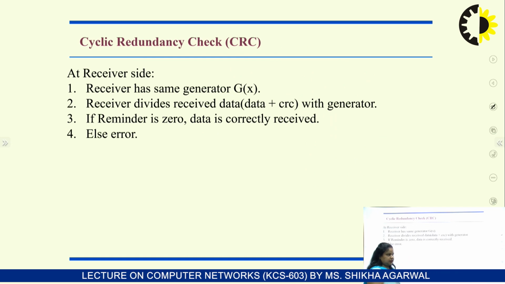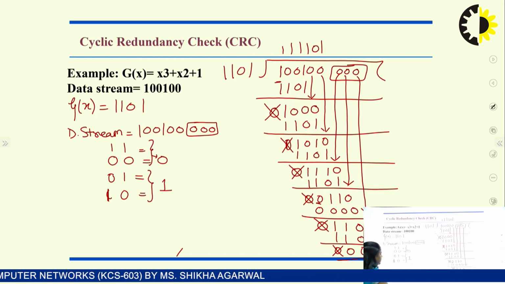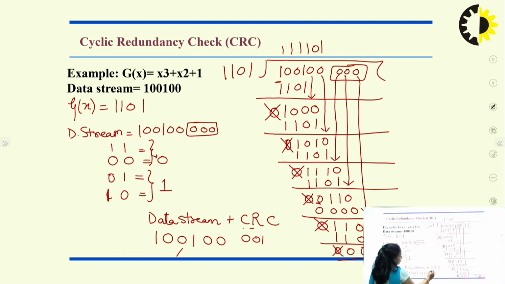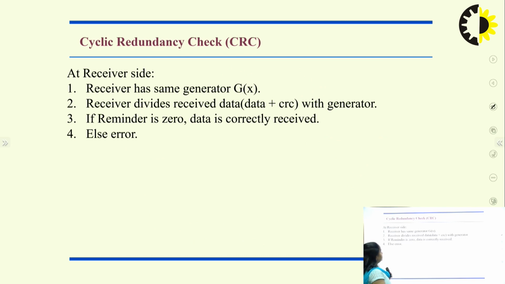Now, when we talk about the receiver's end, the receiver always gets the data stream plus CRC. So now they will get 1, 0, 0, 1, 0, 0, 0, 0, 1. This is your CRC bits. This will be your data stream bits. Fine. So now let's talk about the receiver's end. Remember one thing, the receiver always uses the same generator function, that is G(X). Then the receiver divides the received data, that is data plus CRC, with the generator. And if the remainder is 0, then the data is correctly received, else it shows that there is some error.